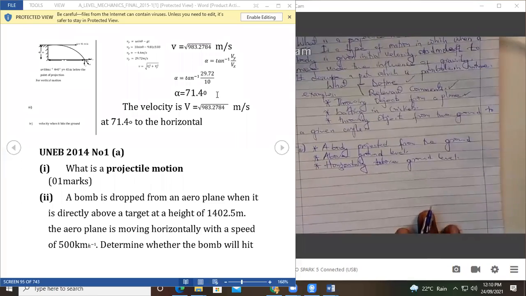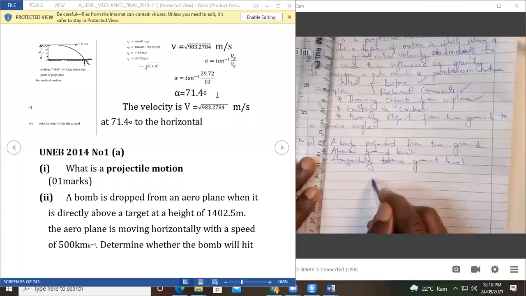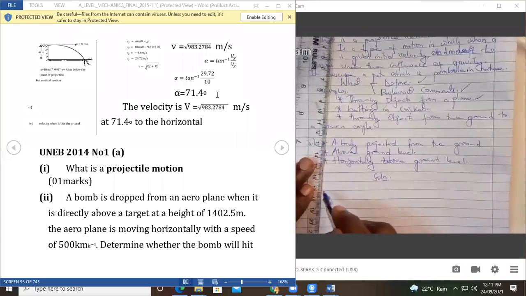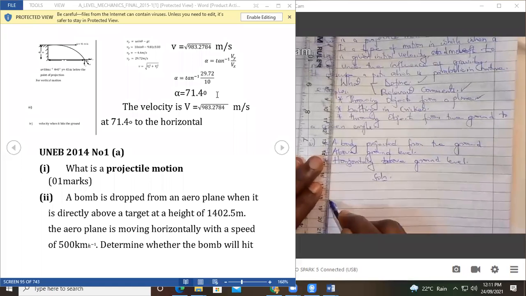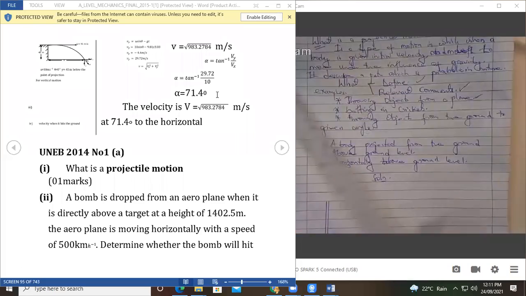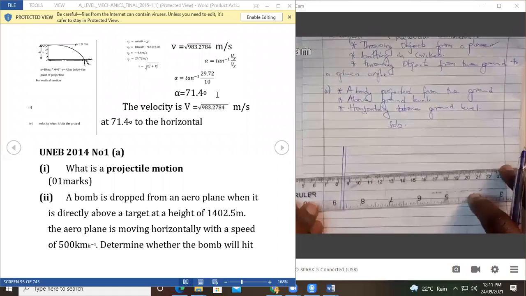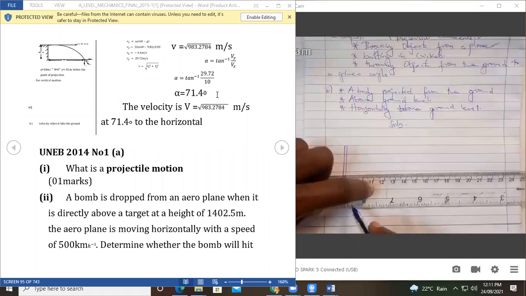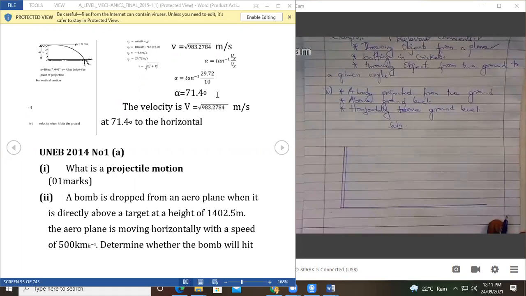Now, when you look at this one, the first thing is you sketch. You give the sketch for that. Let's look at the solution for that. So I'm assuming this is the height. Now this is our ground level. The ground is there. So the plane is moving horizontally.